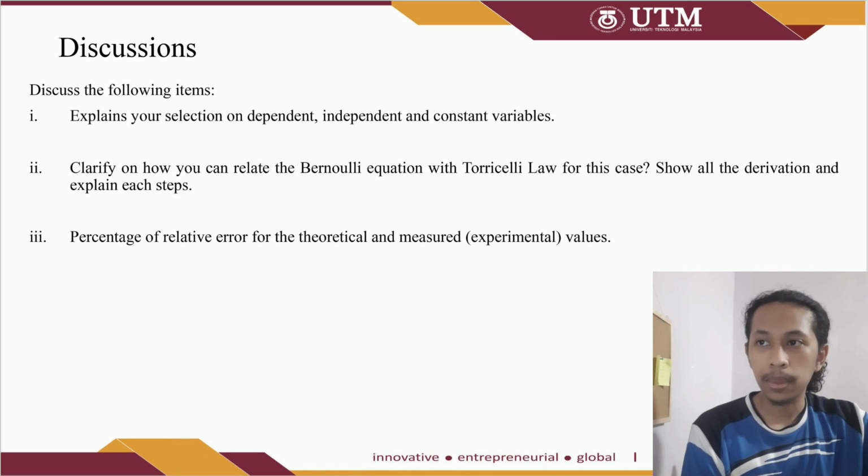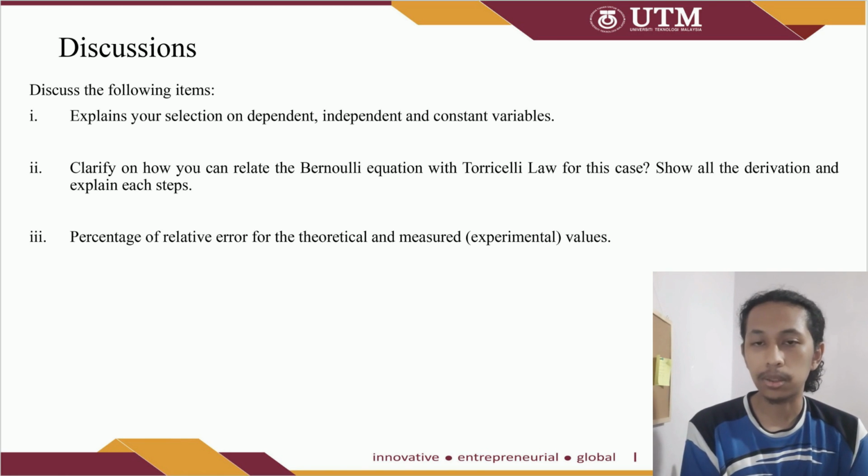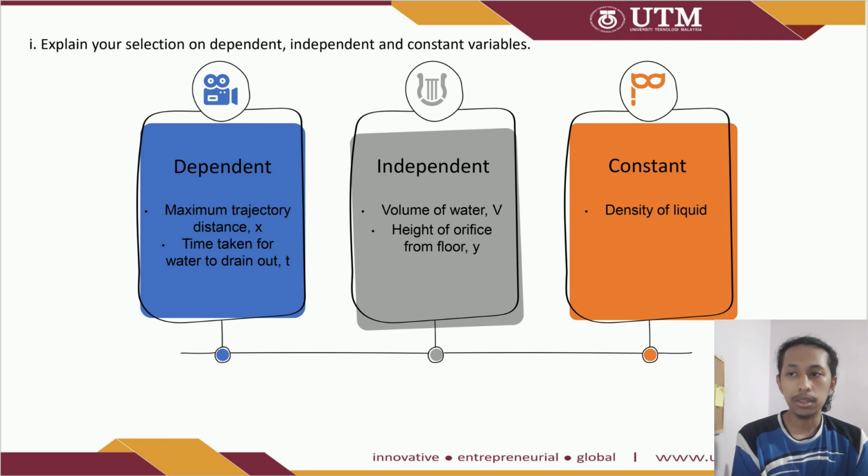For the discussion, we are asked to discuss 3 things. The first one is to explain our selection of the dependent, independent, and constant variables. For the dependent variables, it is the maximum trajectory distance, which is x, and the time taken for water to drain out, which is t. While for the independent variables, it is the volume of water, v, and the height of the orifice from the floor, y.